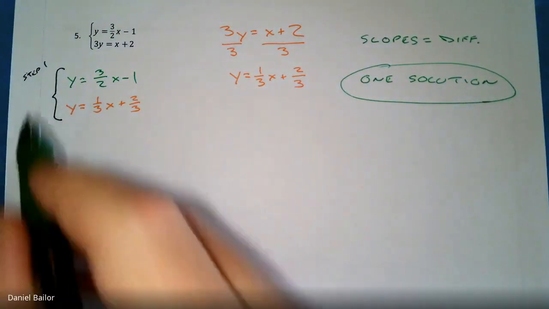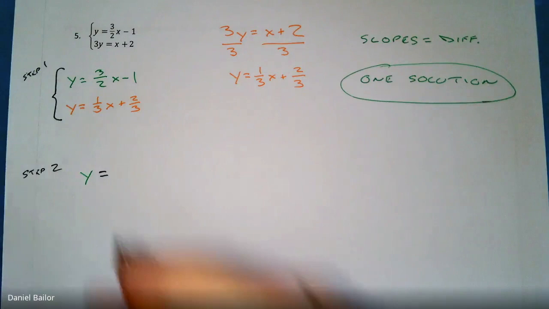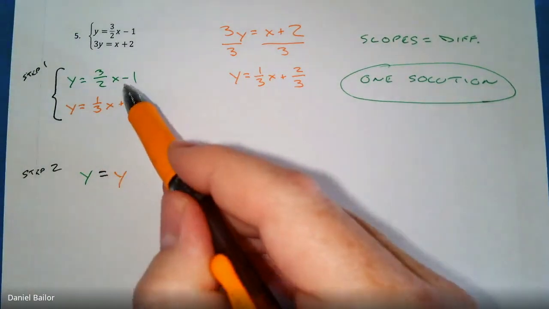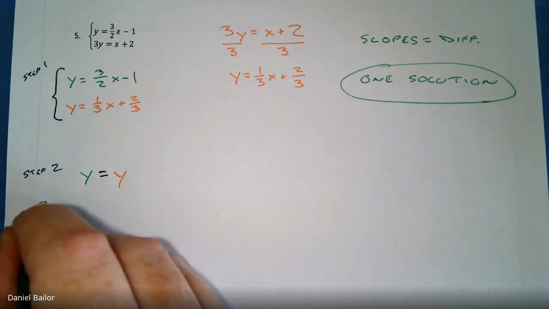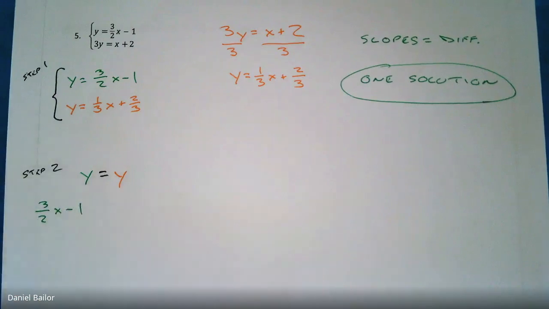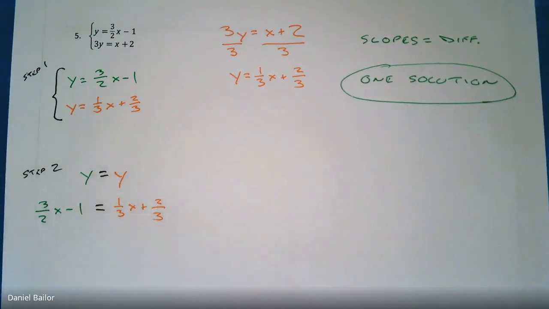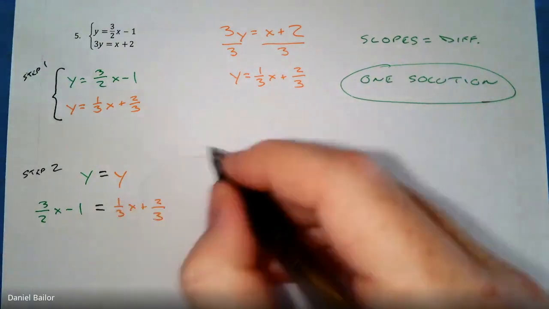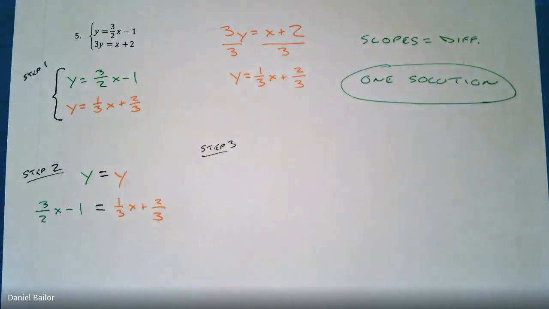remember that because they are in a system, they're connected. So y equals y. The green y equals the orange y, which means the pieces equal each other. So this is step 2, where we take the pieces and set them equal to each other. Now, step 3, I need to use my properties to solve this. So step 3, I'm going to use my properties to solve this.